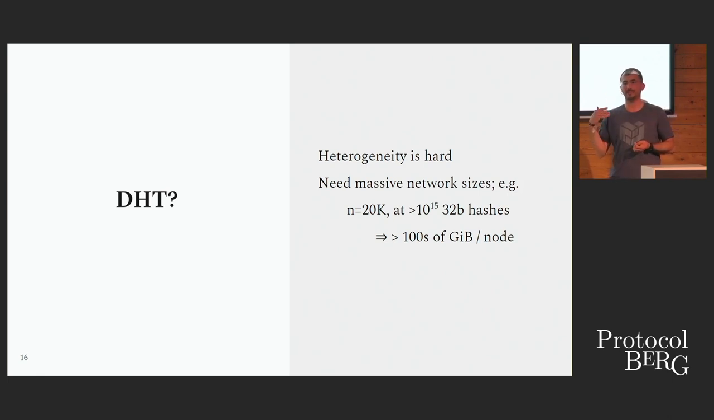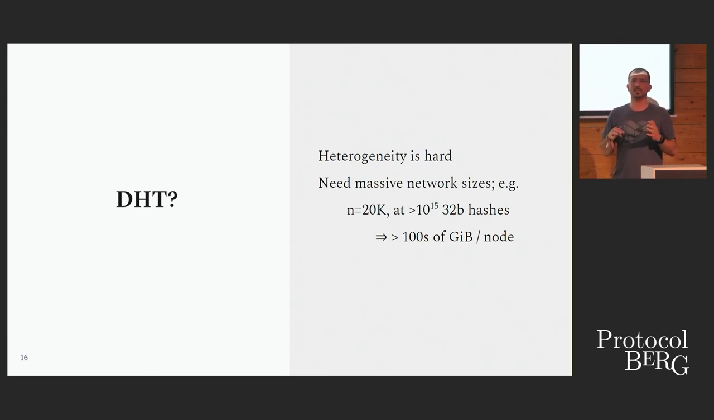But there's a better reason for not using DHTs. The amount of data that we want to index is humongous. If you think about the number of routing records that have to exist on a network of, say, 20,000 nodes, which so happens to be the DHT network that IPFS uses, for example, we're talking about hundreds of gigabytes worth of information that has to be stored on each node.